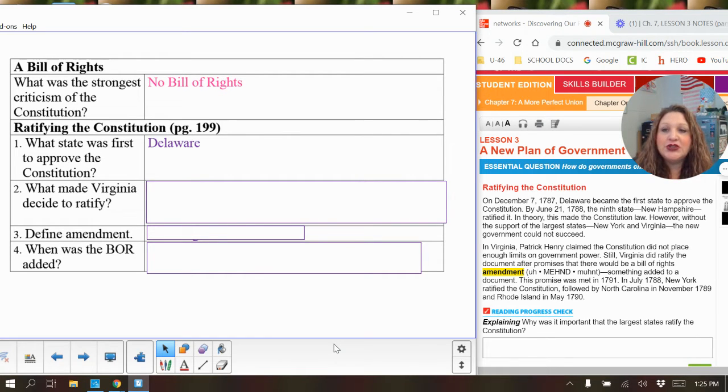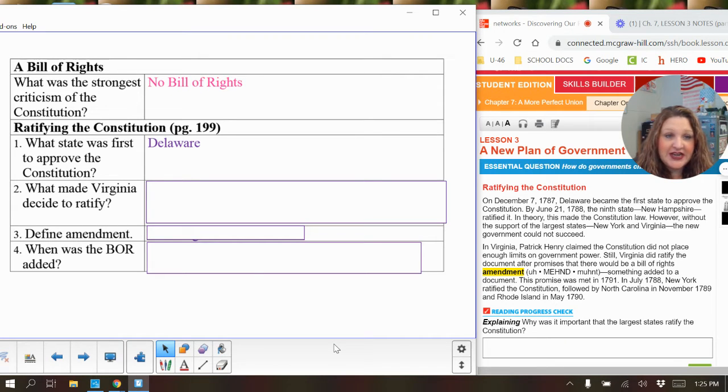So then number 2, what made Virginia decide to ratify? Because at the end of that last paragraph, New York and Virginia had not yet ratified. So in Virginia, Patrick Henry claimed the Constitution did not place enough limits on government power. Still, Virginia did ratify the document after promises that there would be a Bill of Rights amendment, something added to the document. This promise was met in 1791.